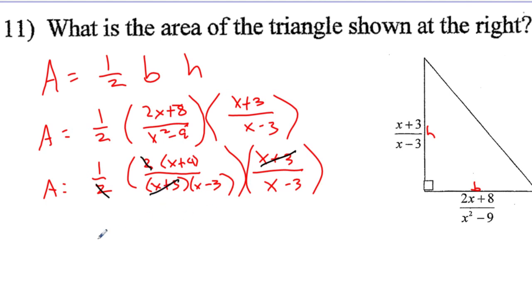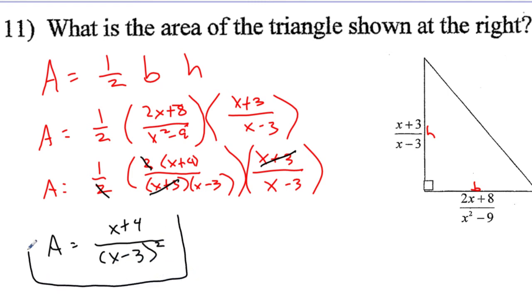So here's my final answer. If they want to know what is the area, the best I can do is give them an expression and say x plus 4 in the numerator and x minus 3 times x minus 3, which I'm going to write as x minus 3 squared in the denominator. I'm going to say this expression represents the area of this triangle. If you give me an x value, I can plug it into this expression and I will get the area of the triangle.